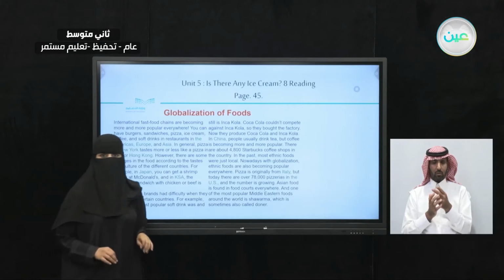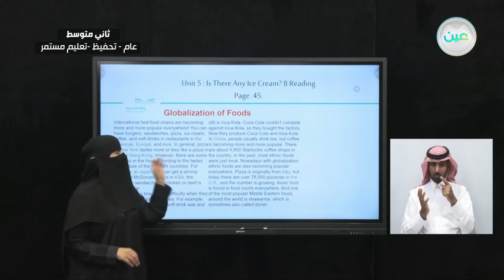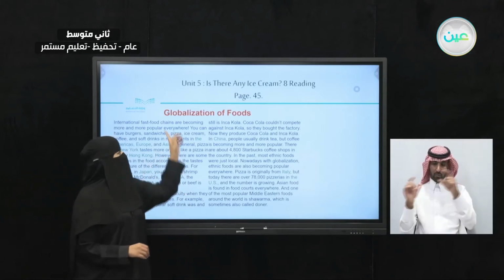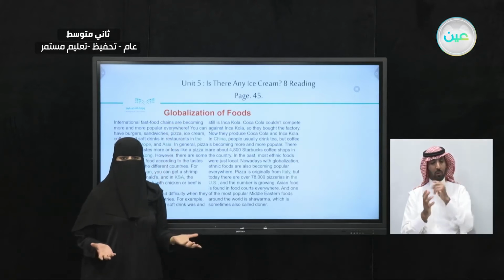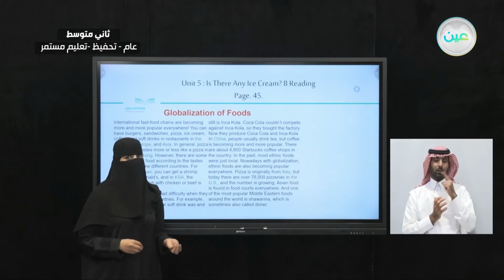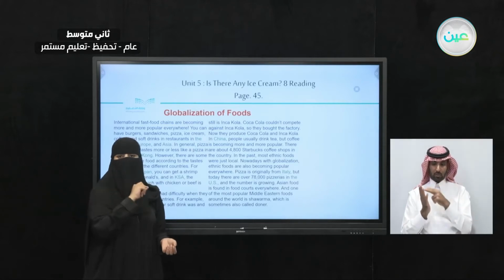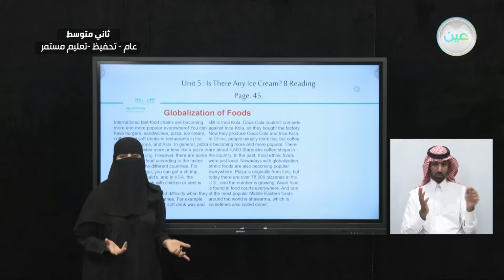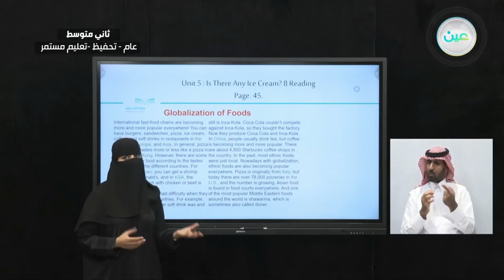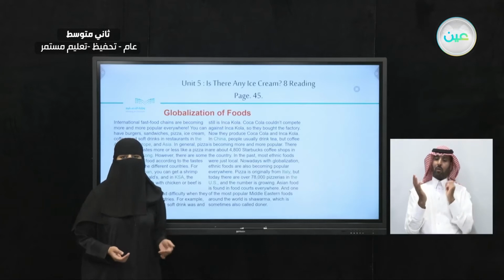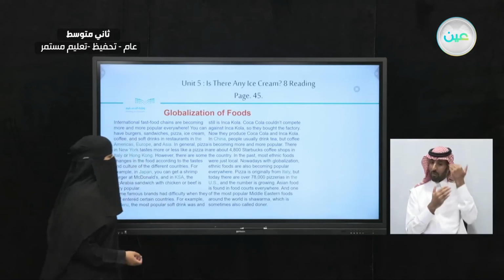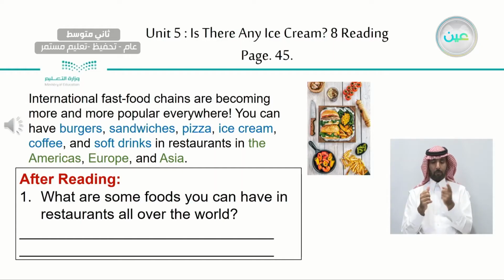Now, let's take a look. In today's reading lesson, you have this text. What is the title of this text? Globalization of food. What's the meaning of globalization? Now that we are going to start reading, I want you to underline the words that you don't know the meaning of. You can find the meaning from the context, and if you can't, you can look for the meaning later. Now, let's start with the first part here. Let's take a look at this picture. What can you see?